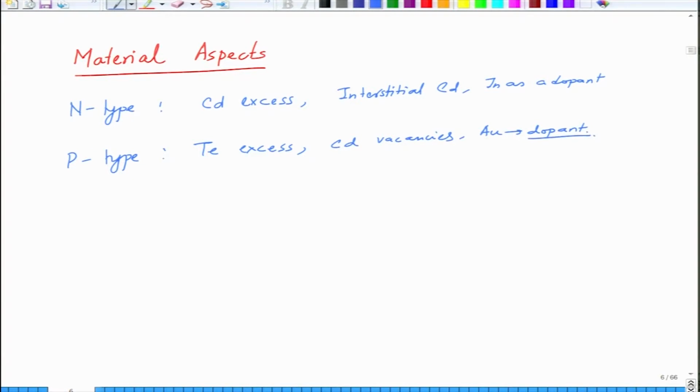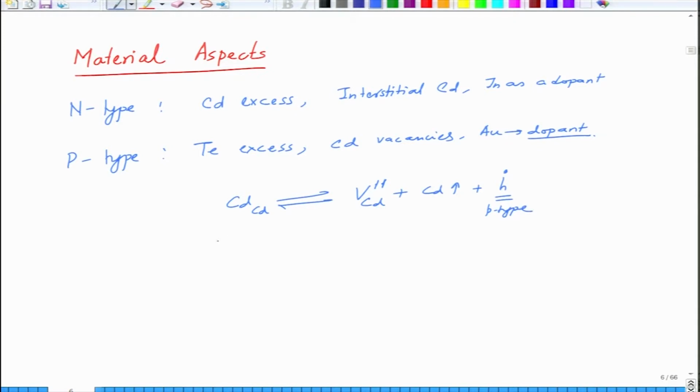Okay. So, basically cadmium vacancy is when cadmium goes out, cadmium at cadmium site when it goes out. So, you have V_Cd plus Cd, cadmium goes out, let us say. So, V_Cd is essentially negatively charged, and this gives you holes. So, this makes it P type.